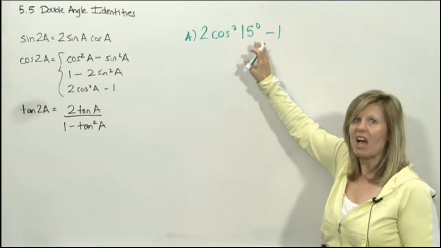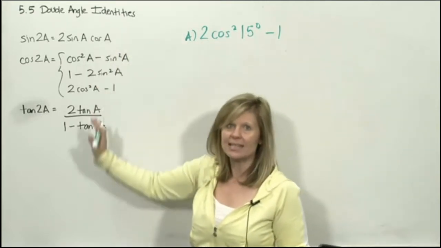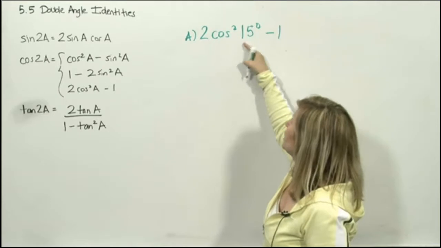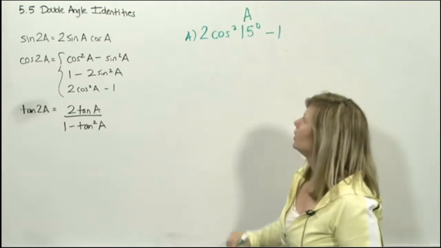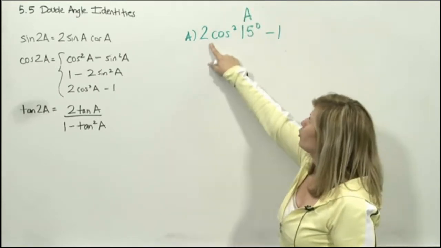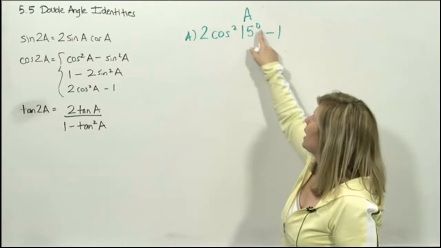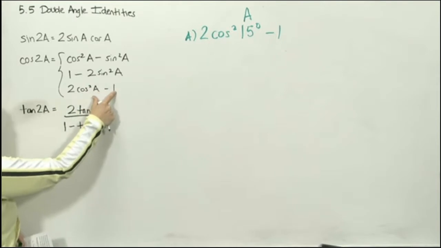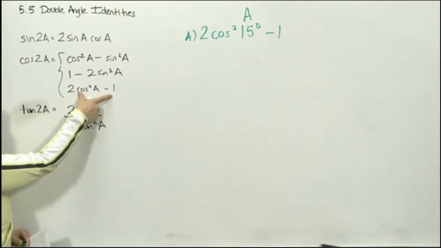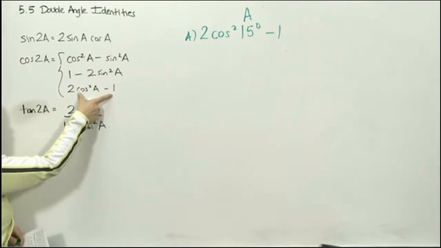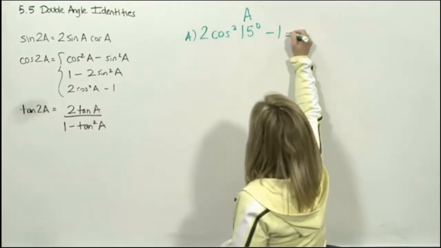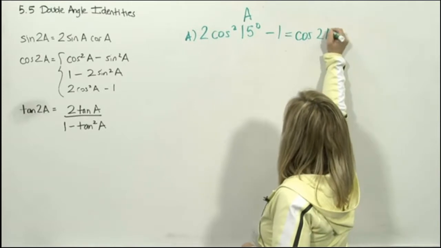We notice that this is one of these identities. We only have one angle in this expression, and it's 15 degrees. I'm going to label that as A. So if you look, I have 2 cosine squared A minus 1. I have this right side of the identity. Well, I know this equals cosine 2A. So I know this statement is equal to cosine 2A.